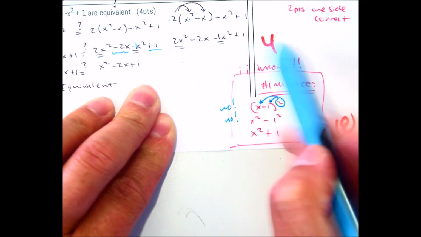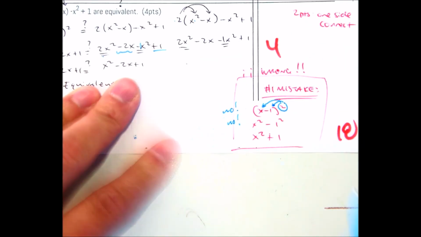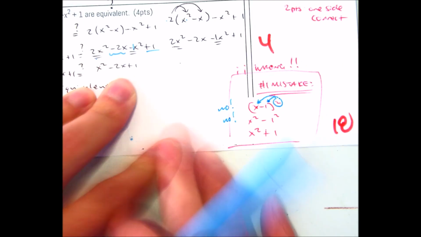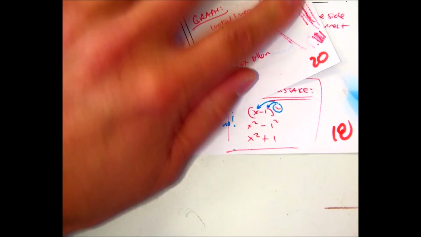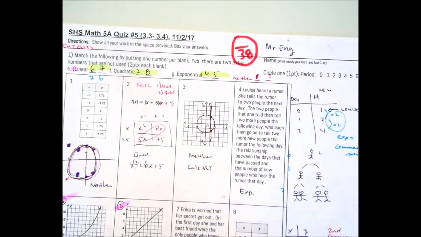So this problem was out of 4 points, and if you got one side correct, I gave you 2. That side was out of 18 points. And that's 20. If you add those up together, you have a total of 38 points. Hope that was helpful for you to study.